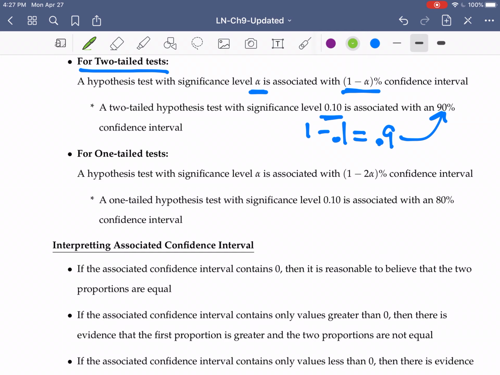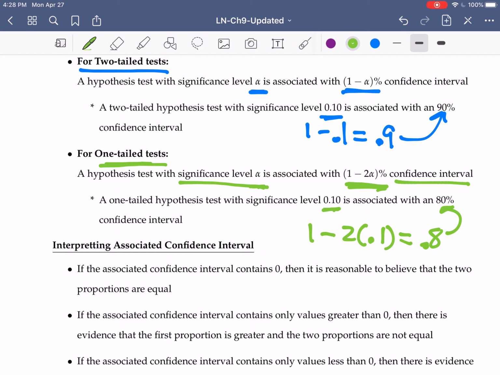If instead we have a one-tailed test, here that significance level of alpha is associated with a 1 minus 2 alpha confidence interval. So if we have a significance level of 0.1, we're going to take 1 minus 2 times 0.1, which is 0.8, and as a percent, we end up with 80% for our confidence interval. So make sure you're aware of those things when you are thinking about what confidence interval is associated with a particular hypothesis test. For one-tailed tests, we need to take 1 minus 2 times the significance level to find the associated confidence interval. And for two-tailed tests, we just take 1 minus the significance level.